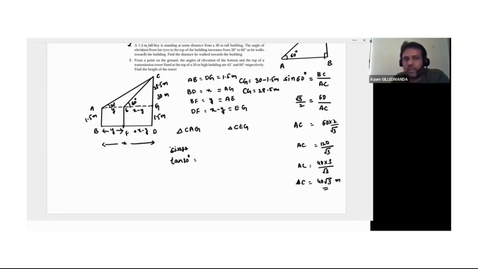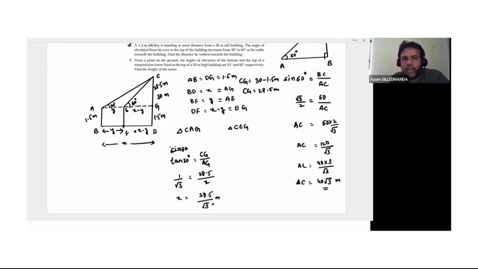Okay, so what is tan 30? Tan 30 equal to opposite side. Opposite is CG by what is the adjacent side? AG in that triangle. So tan 30 is 1 by root 3 equal to what is CG? 28.5 by what is AG? AG is nothing but X. So what is X? I got the X value now. X is 28.5 by root 3 meters. So I'll leave as is.